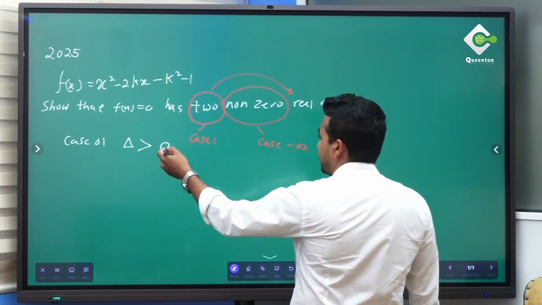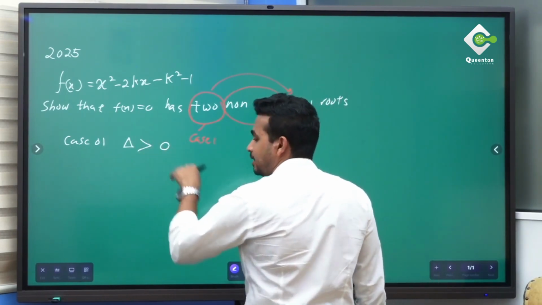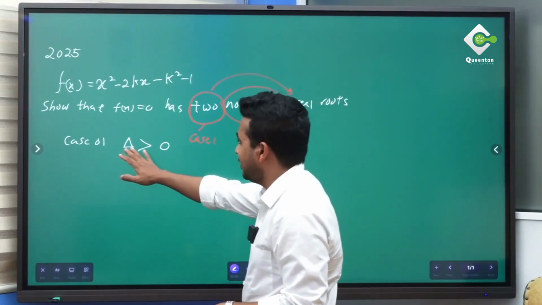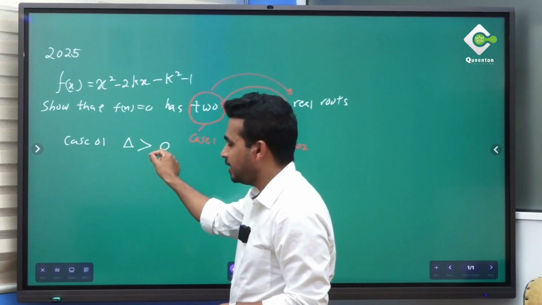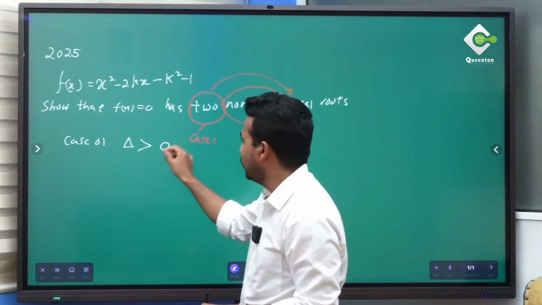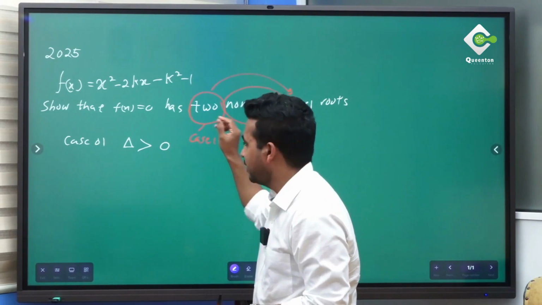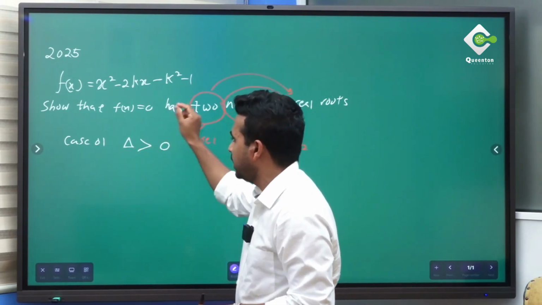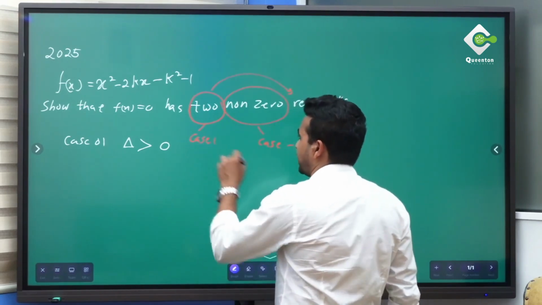I think everybody can understand that, because if you go for greater than or equal to 0, we are considering the equal part. Then if we get delta as 0, we can't have two real roots, right? Then the condition would be delta greater than 0, and we have to show that.